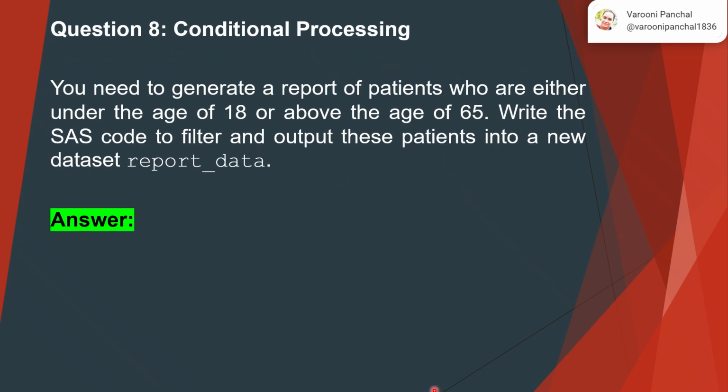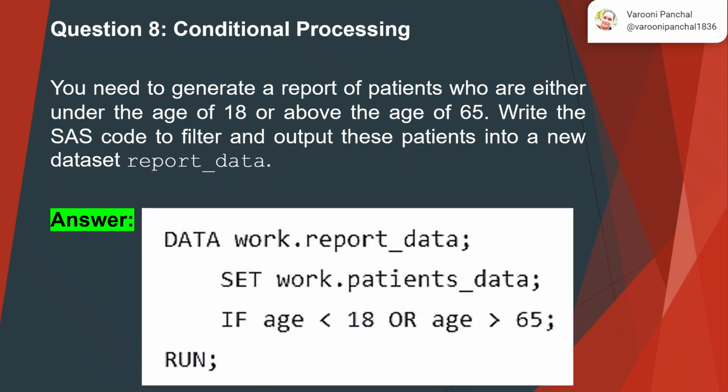Question 8. Conditional processing. You need to generate a report of patients who are either under the age of 18 or above the age of 65. Write the SAS code to filter and output these patients into a new data set, which is report_data. So it's a very simple kind of a data step. So this is a data step. Report_data, that we are creating a new data set. So that is why you are mentioning data equal to data.report_data.